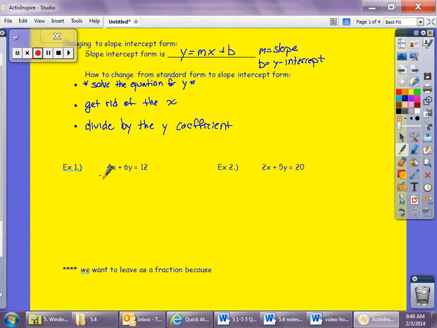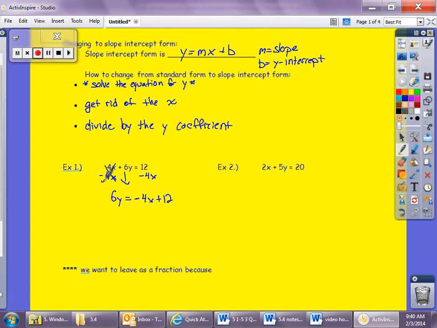So when we look at this first example, we have 4x. You get rid of the x, so we do minus 4x, minus 4x. Cross this off, I bring down this entire thing, so now I have 6y equals, and I'm going to write the x first because in slope-intercept form, the slope comes first. So I'm going to say it's negative 4x because it's minus 4x. And this is a plus 12 because it's a positive 12.